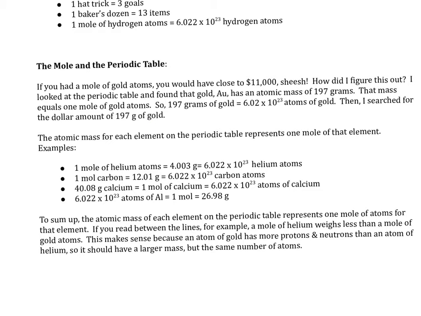So the atomic mass for each element on the periodic table represents 1 mole of that element. So if you had 1 mole of helium atoms, it would weigh that amount because that's what helium's atomic mass is, and you would have that many helium atoms. If you had a mole of carbon, it would be 12.01 grams, which would be that many carbon atoms. So notice we have 2 conversion factors here. 1 mole equals 12.01 grams for carbon, not any other atom. Or we have 12.01 grams equals 6.022 times 10 to the 23rd carbon atoms. So we get some conversion factors here that we can use to solve chemistry problems.